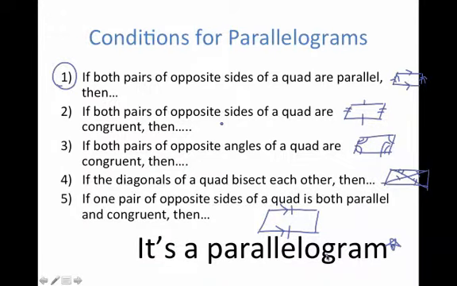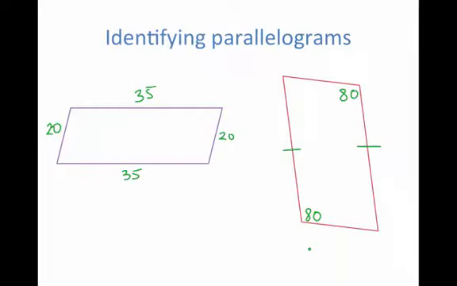So let's use these theorems and these conditions for parallelograms. Okay, so on this slide I have 2 quadrilaterals. I want to know, are these quadrilaterals parallelograms, using the conditions for parallelograms theorems. Well, in this first quadrilateral, I know that both pairs of opposite sides are congruent. So 35 and 35 are congruent, 20 and 20 are congruent. Well, that means using the theorem that says if both pairs of opposite sides of a quadrilateral are congruent, then the quadrilateral is a parallelogram, I know that this guy is a parallelogram.